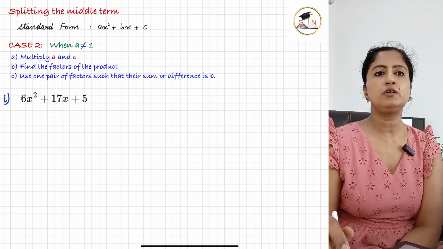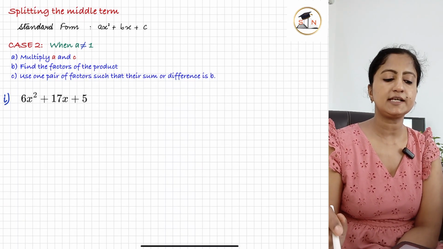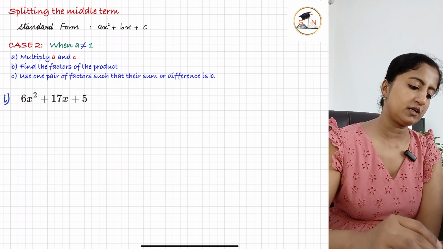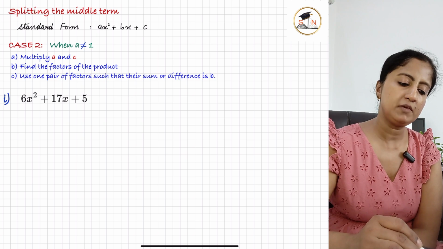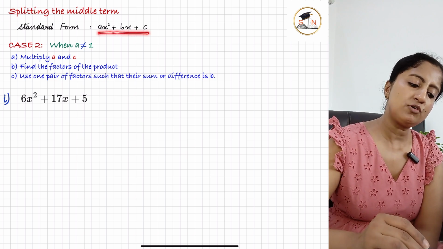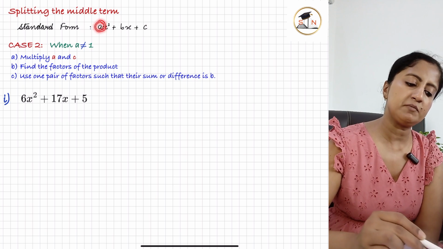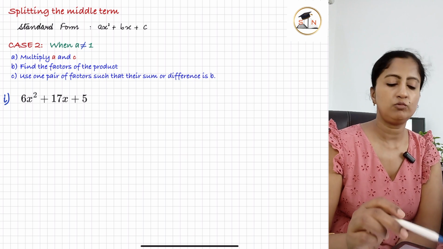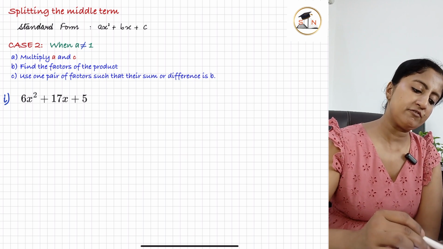In this video, we are going to learn splitting the middle term in the second case when a is not 1. And when I say a is not 1, I'm talking about the standard form ax square plus bx plus c. So this a is not 1. That means a will take any value, any integral value other than 1. Okay. So let's start with that.